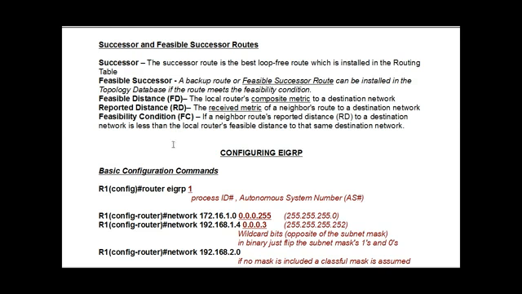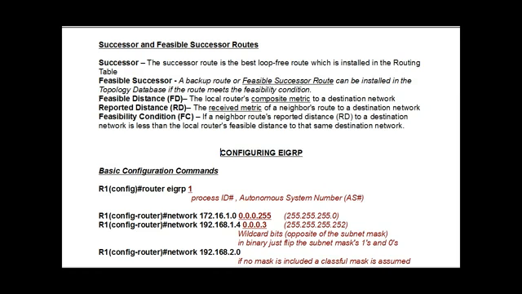And I got that here. What is the feasibility condition? That is, if the neighbor's reported distance to a destination network is less than the local router's feasible distance. So the feasible distance is my distance to a given network, and the reported distance is the distance that gets reported to me from other routers. So I learn about a distance from another router, that's a reported distance, and then I calculate a composite metric, and then I have my feasible distance to that network.